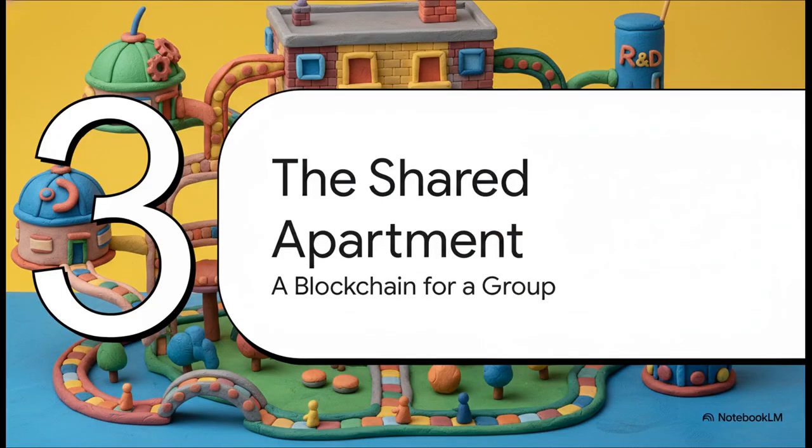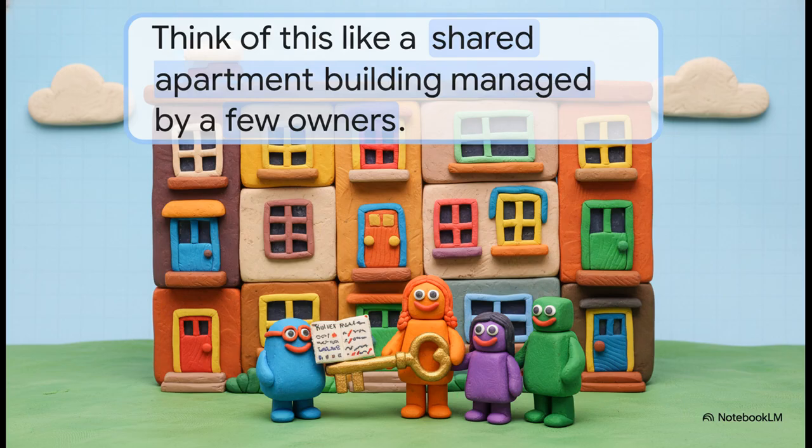All right, so we've got the wide-open park for everyone and the lockdown office for just one company. But what about the space in between? What happens when a group of organizations wants to work together? Well, that leads us straight to our third type, the consortium blockchain. For this one, think of a shared apartment building. It's not just one person's house, so it's not totally private, but it's also not a public park where anyone can crash. Instead, you've got a small group of owners, maybe a few different companies, who manage the place together. They're the ones who decide the rules, they're the ones who hand out the keys.